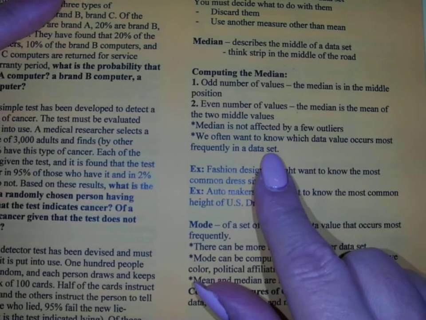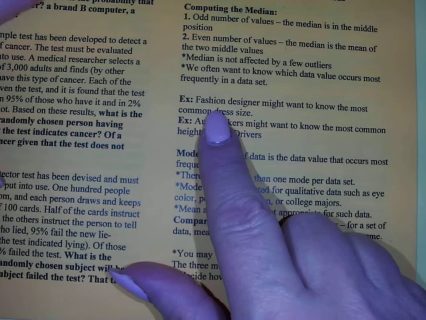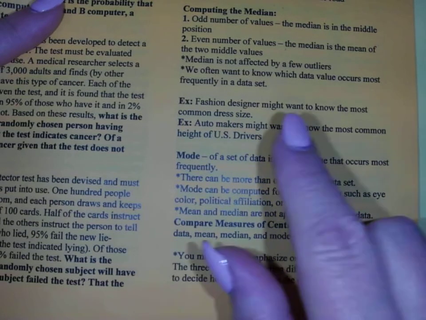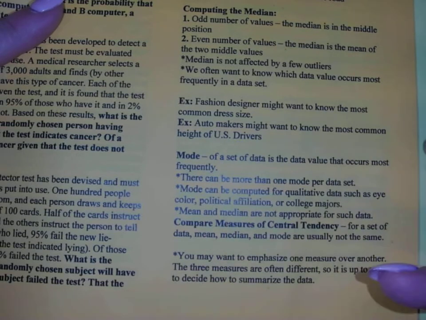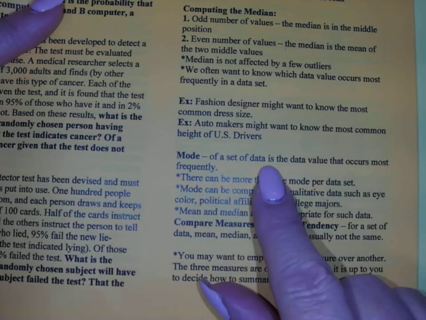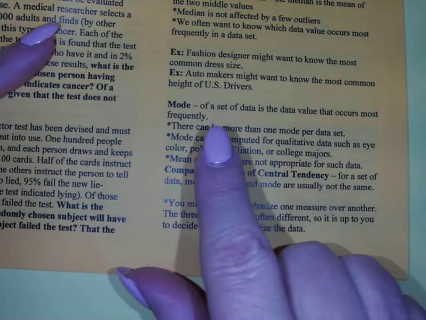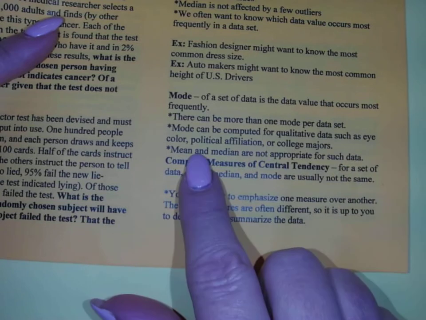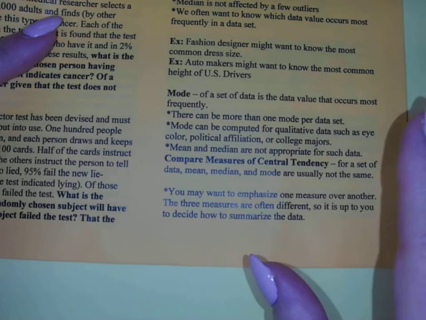We often want to know which data value occurs most frequently in a data set, and that will be the mode. So, for example, a fashion designer might want to know the most common dress size. Or automakers might want to know the most common height of U.S. drivers so that they can make the most of what's more commonly going to be used. The mode of a set of data is the data value that occurs most frequently. There can be more than one mode per data set, and the mode can be computed for qualitative data such as eye color, political affiliation, or college majors, and the mean and median are not appropriate for those types of data.